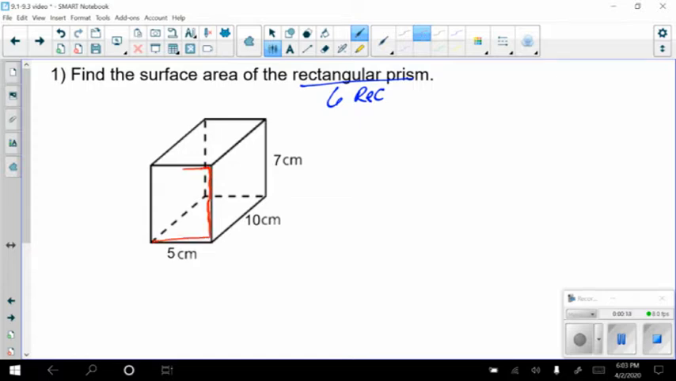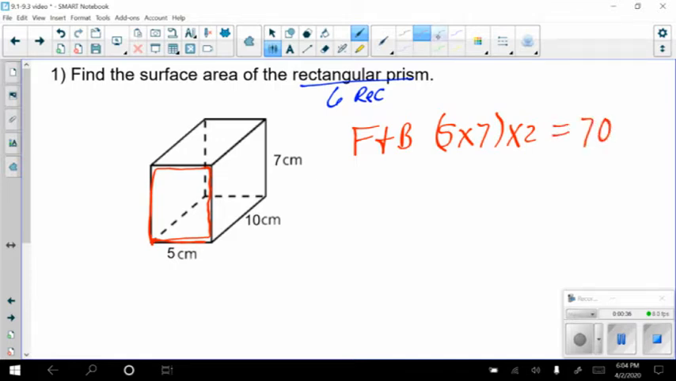All right, the first rectangle I'm looking at is the front rectangle. Length is 5, and the width is 7. We'll leave this F and B for front and back. 5 times 7 times 2, because there's 2 that are exactly the same size. That total is 70. Next, our bottom rectangle has a length and a width of 5 and 10.